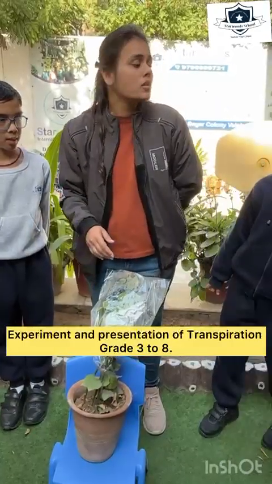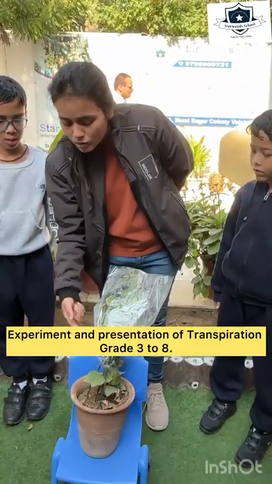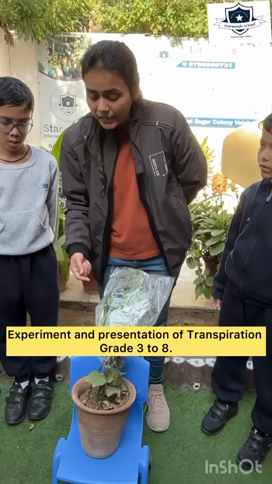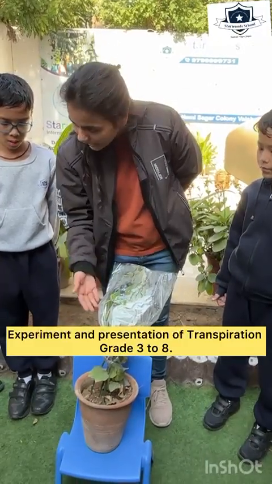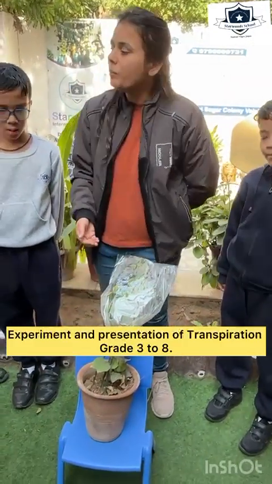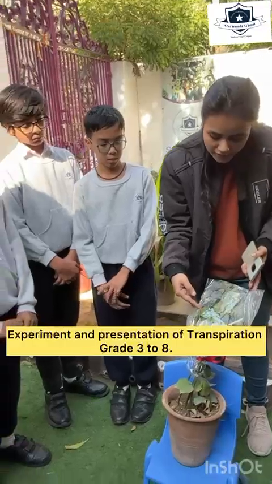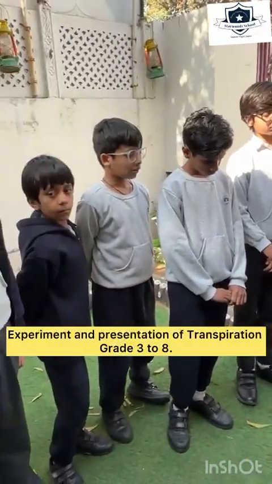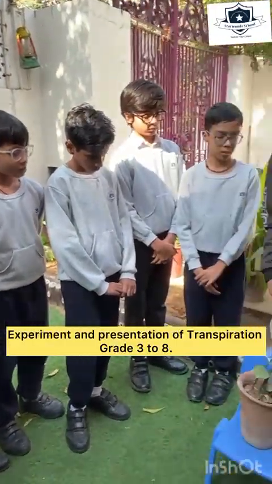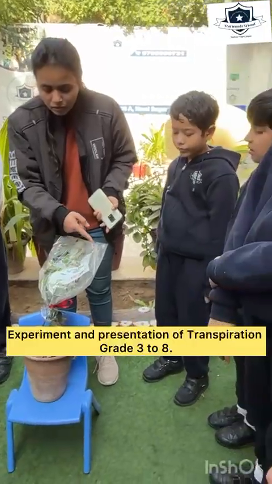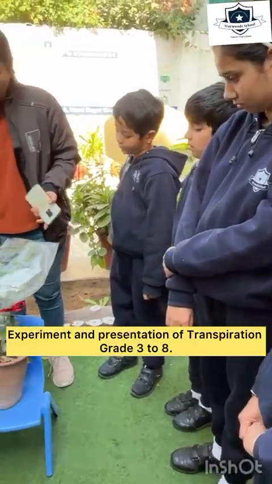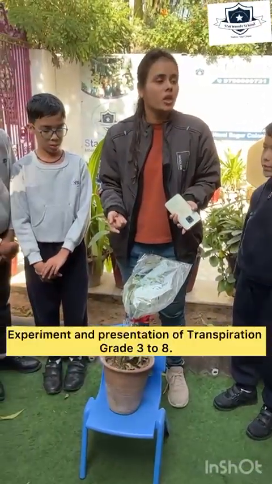Why is this process important? It maintains the water balance of the plant. It maintains the water in the plant and the surroundings of the leaves. So that's why the drops form, the excess water in the form of drops. So this process is called transpiration.